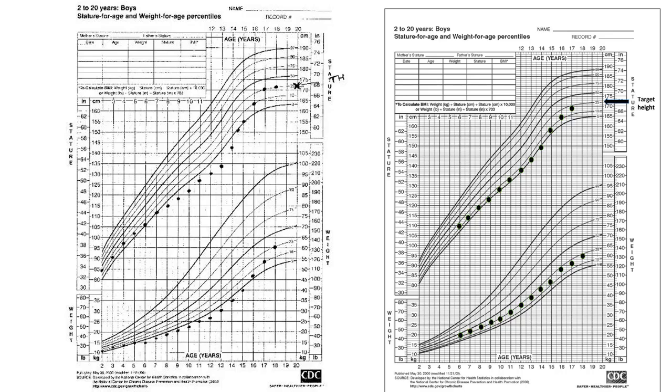This is a little bit different. This is constitutional delay, in that you have the height velocity coming along here. It starts to drift a little bit, particularly in the prepubertal area, and then a little bit later than the peers, it picks up, crosses the curves normally, and now hits the target height. This is a child with constitutional delay, not genetic short stature.